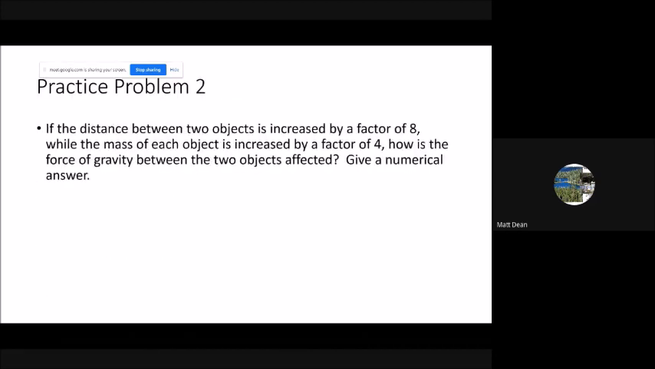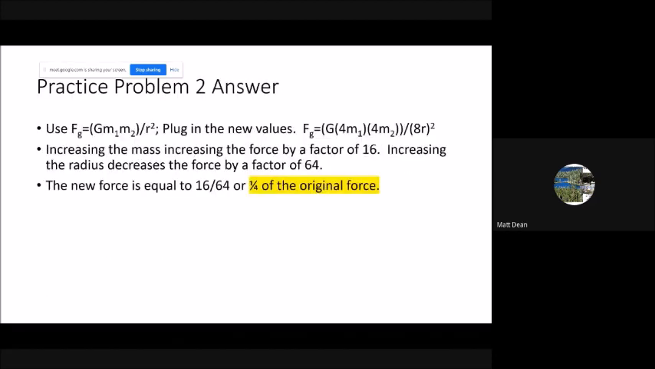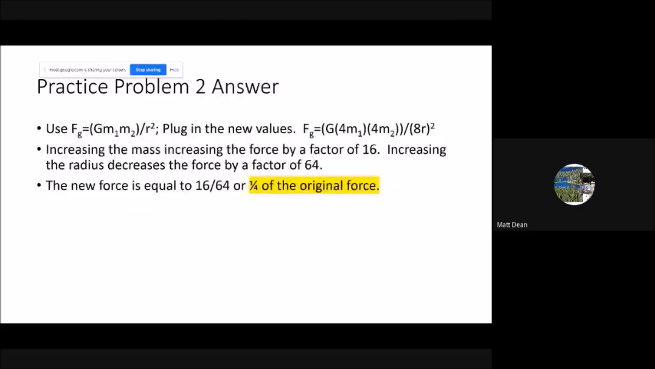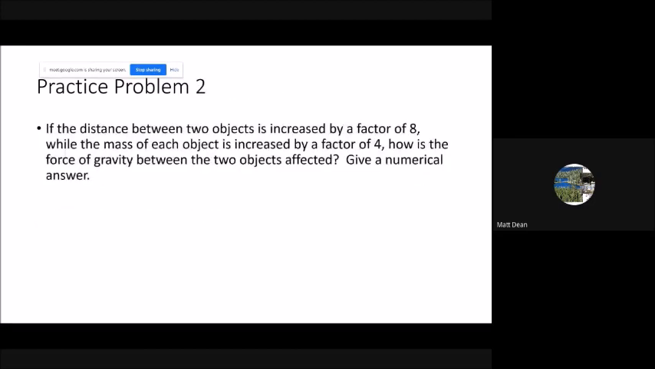All right, so we're going to work some circular motion problems. I'm going to skip ahead a bit here. I think I'll start right here. We're going to start with some non-FRQs, and then we'll end with an FRQ. So this one says: if the distance between 2 objects is increased by a factor of 8, while the mass of each object is increased by a factor of 4, how is the force of gravity between the 2 objects affected? Give a numerical answer.